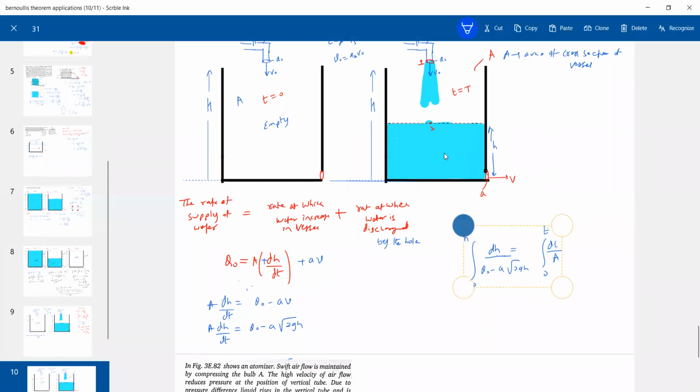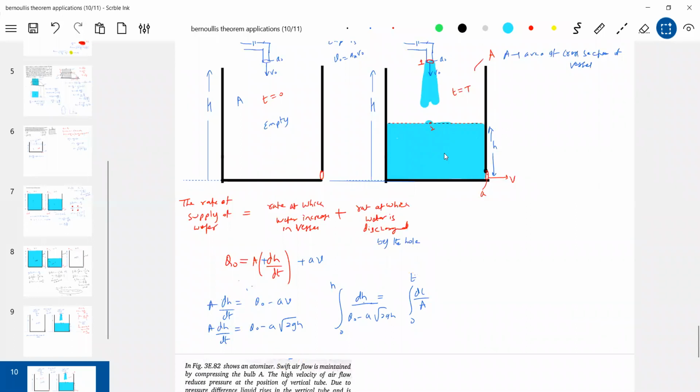Let me put everything in this order somewhere here. Now the level of liquid in the tank will be maximum. How to calculate the H max? When the level of liquid becomes maximum, it will remain constant. When will that happen? When the rate at which water is supplied by the tap is equal to the flow rate at the hole. So this will happen when Q naught is equal to A into V, or Q naught equals A into root of 2g H max.